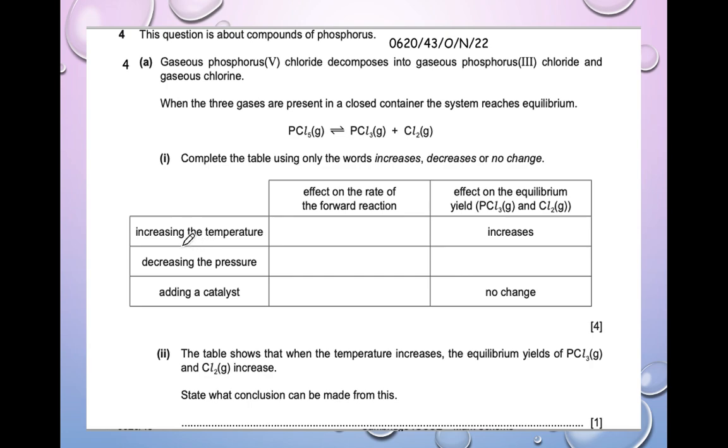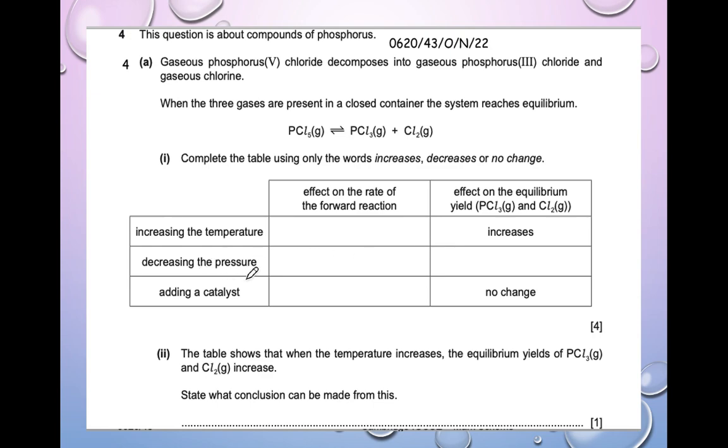So let's start. Increasing temperature. Of course, we learned before that the rate of reaction increases with temperature, increases with pressure, and increases also with a catalyst. But what about equilibrium? When increasing the temperature, the yield, which means the product, of phosphorus trichloride and chlorine increases.